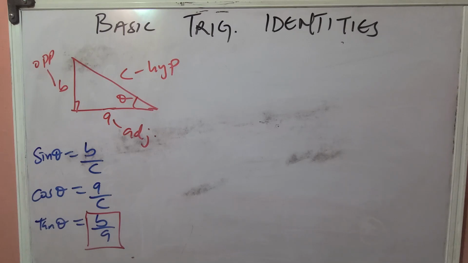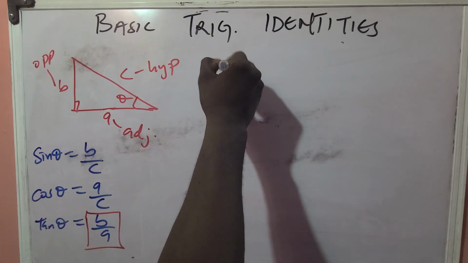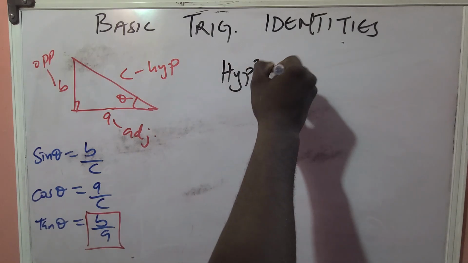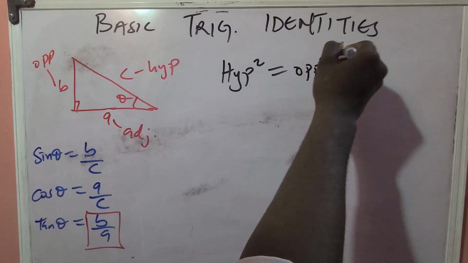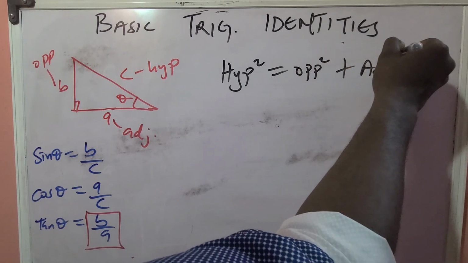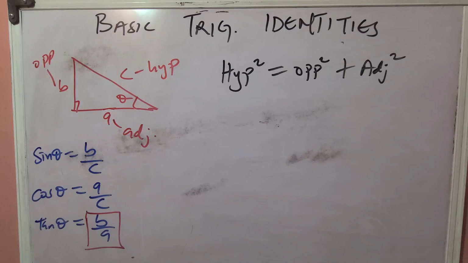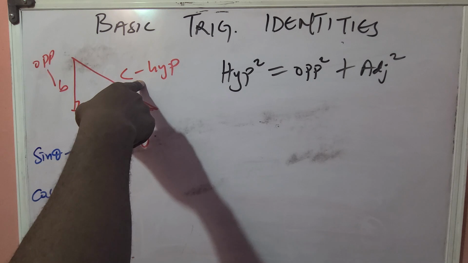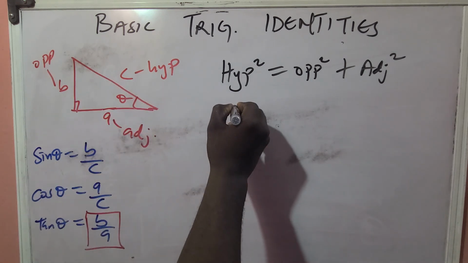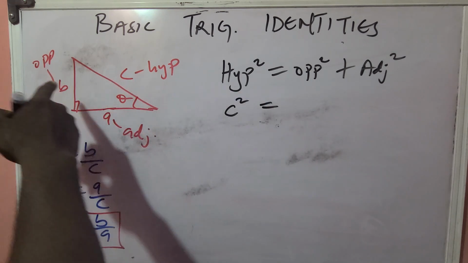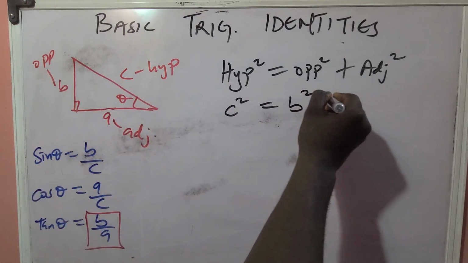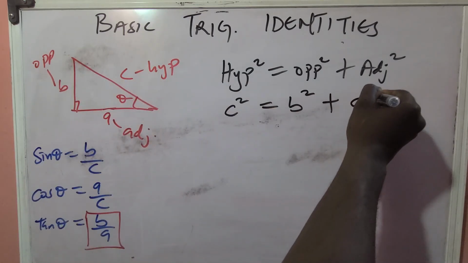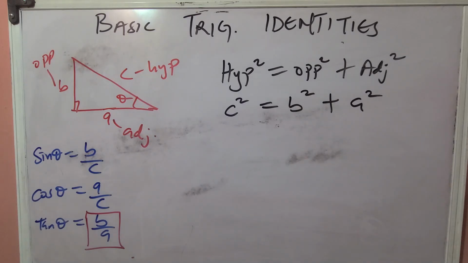So using Pythagoras theorem, and Pythagoras theorem basically states that when you have the hypotenuse square, you will be having the opposite square plus the adjacent square. So looking at this, you can see that the hypotenuse in this particular question was the c. So that means we have c square equals b square, that was the opposite, plus a square. So this is by following the Pythagoras theorem.